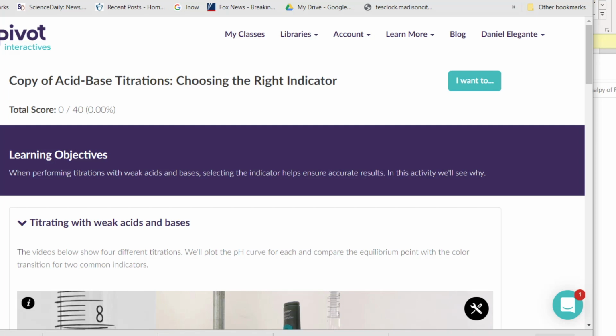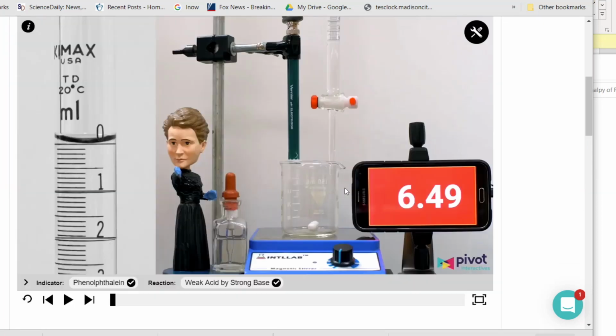And I'm going to add something different to it at the end. So let's jump right in. So this is the pH sensor. The Vernier sensors are the same ones that are used by Science in Motion. And we're just going to let it play.